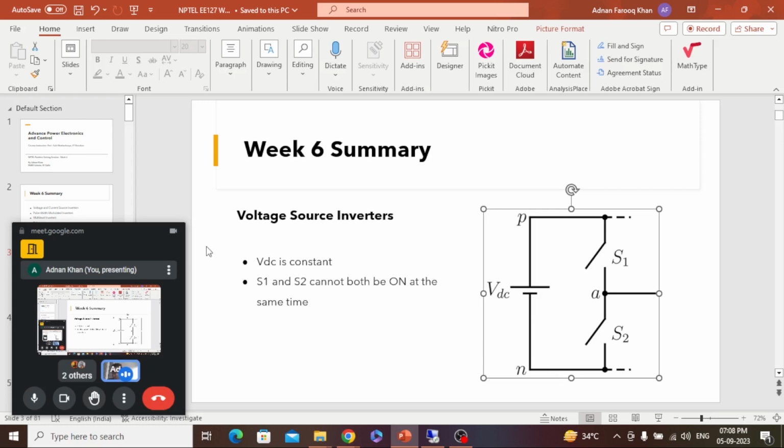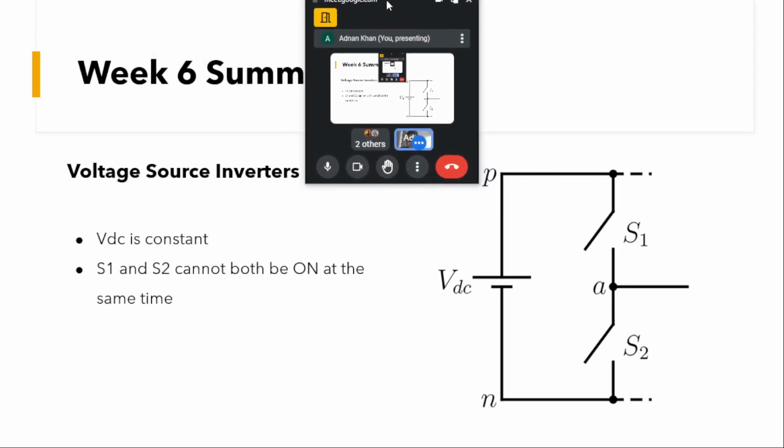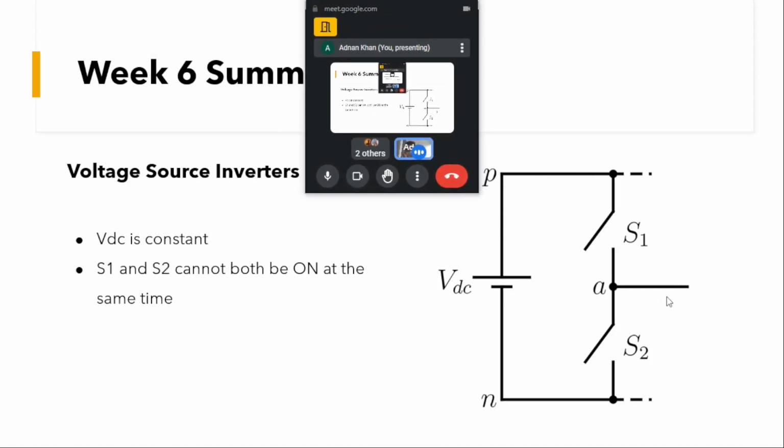What we have here, as you can see in this figure, is a constant VDC voltage. At the output, let us say a load is connected between the terminals A and N, and we are given a constant DC voltage.